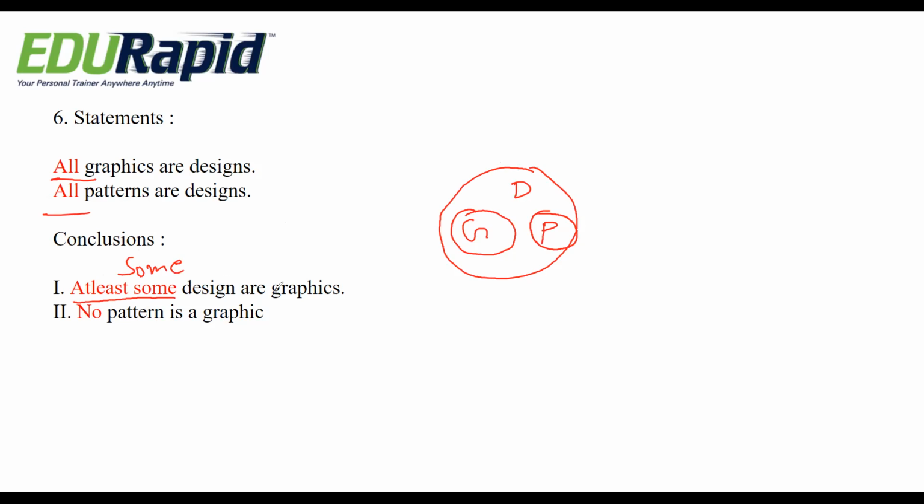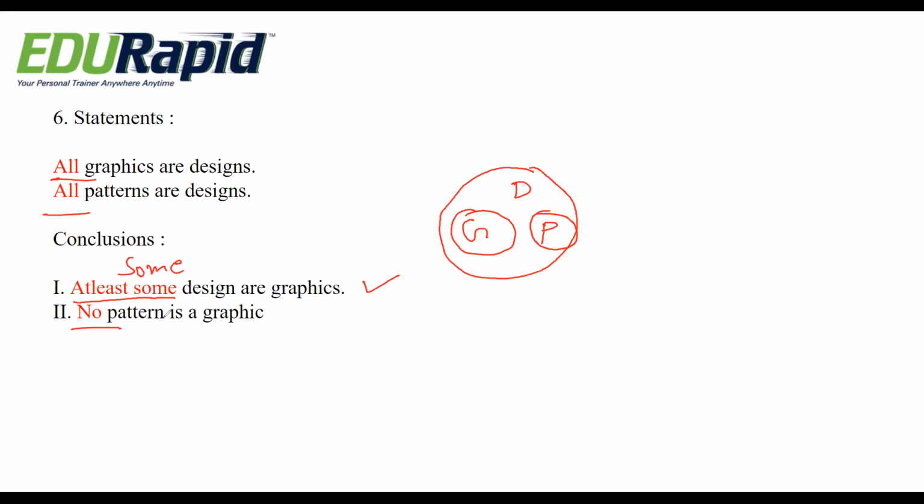All graphics are designs. And all patterns are designs. Conclusion, at least some means some. Some designs are graphics. Yes, it lies on the same circle. So we can say that some designs are graphics is possible, because they lie in the same circle that is attached to one another.